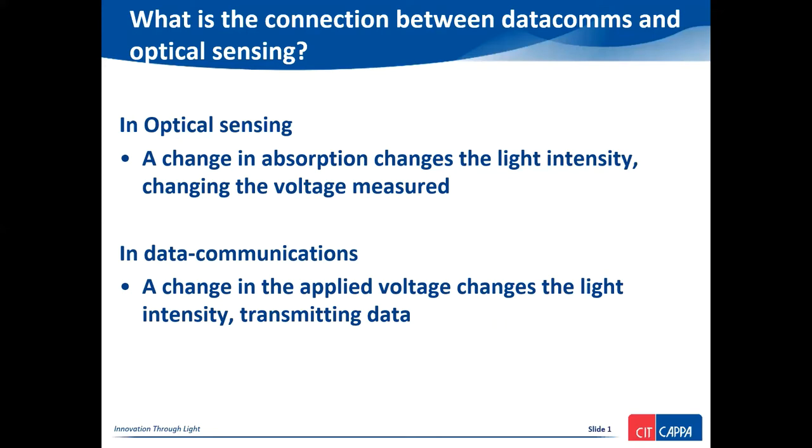In data communications, let's say an optical modulator, you apply a voltage to the sample, and this either changes the absorption or the interference, and this changes the light intensity, creating the ones and zeros that transmit the data. So in terms of the physics, there is the same process, just flipped in many senses. In data communications, I like to consider you're sensing the material, you're sensing a refractive index change or similar that's created by the applied voltage.